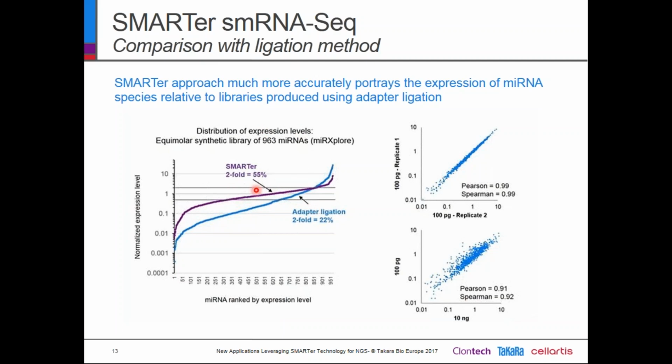So we can see here that SMARTer libraries are more diverse than libraries prepared with adapter ligation, and we're increasing this by at least twofold. The method is, as I said, quite reproducible. This is one of the features of the SMARTer protocols. So you can see here that in the comparison between two replicates, the correlation is quite high, but also when we are comparing across different inputs. So here we have more than 1,000 fold difference, and the reproducibility is very good.